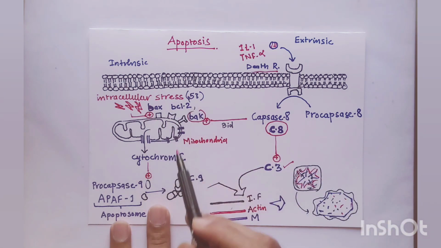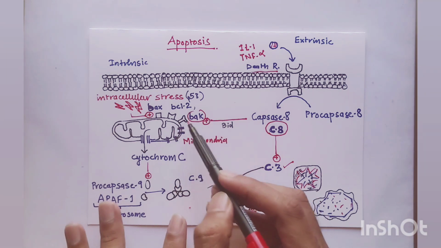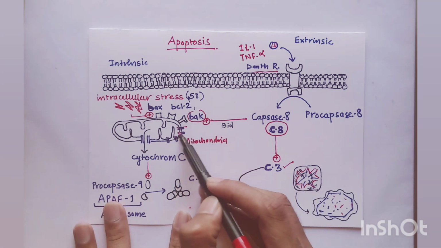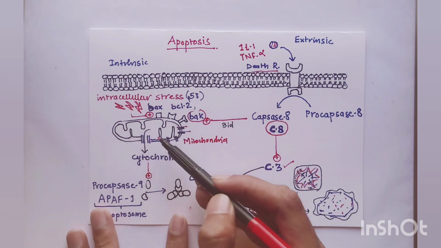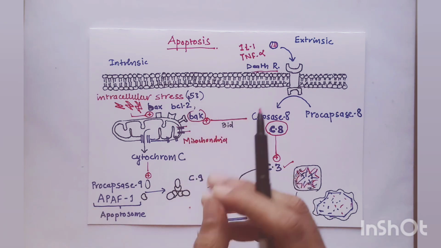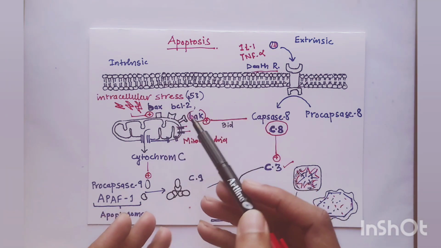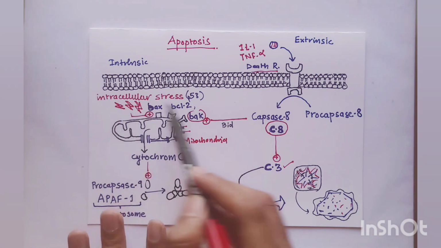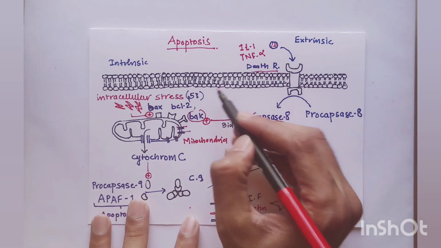On the surface of the mitochondria, these molecules activate pores. They cause pores in the membrane of the mitochondria, so the mitochondrial membrane becomes leaky. These proteins or molecules can also be activated by intracellular stresses like DNA damage signaling.